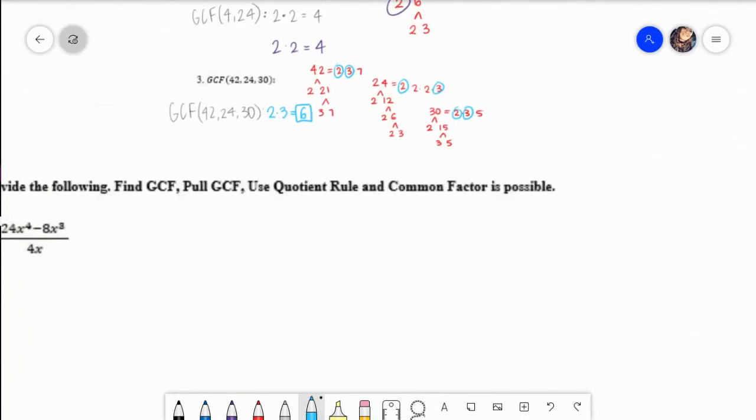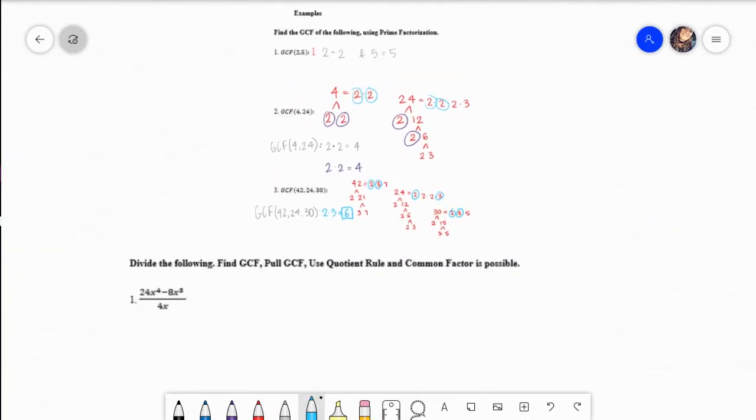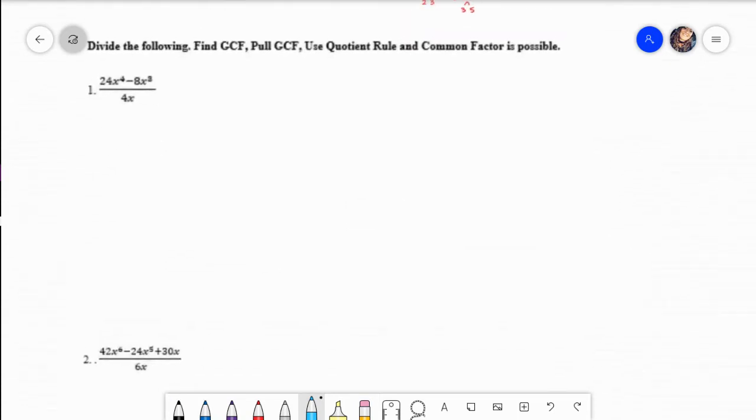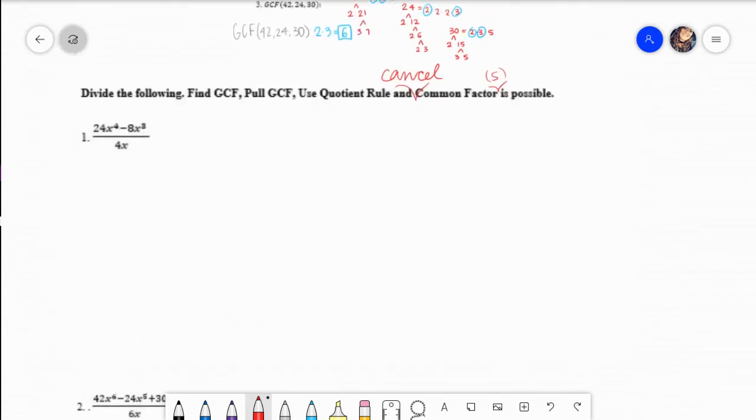Okay. So we found the GCF of those terms up there. Now we're going to actually apply what we know and learn some new stuff. So divide the following. It says find the GCF, pull the GCF, use the quotient rule. It's supposed to say and cancel common factors. There might just be one, so let's do parentheses if possible.